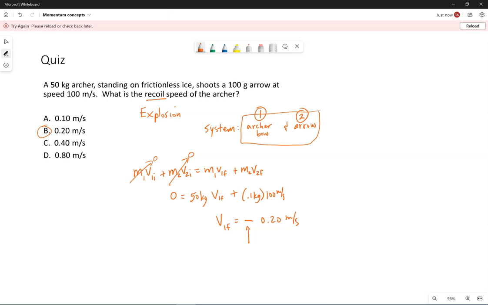If you've ever shot a gun, a rifle, there's a recoil, you get a kickback because of the momentum of the bullet leaving the gun. You feel the pushback on the gun itself. So the speed is all they were asking for, and thus we get the 0.2 meters per second. And it's because the momentum is conserved. The forces acting are within the system itself.